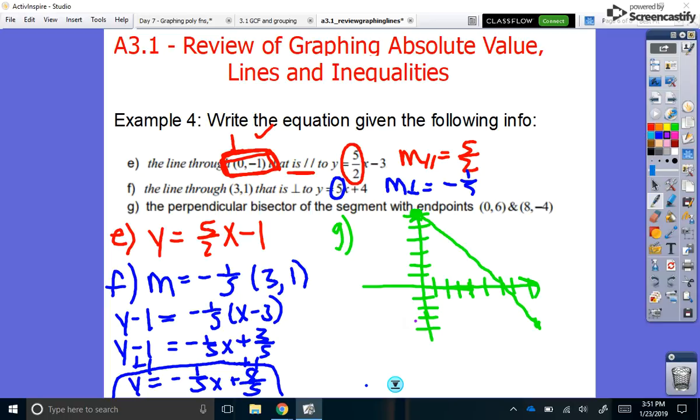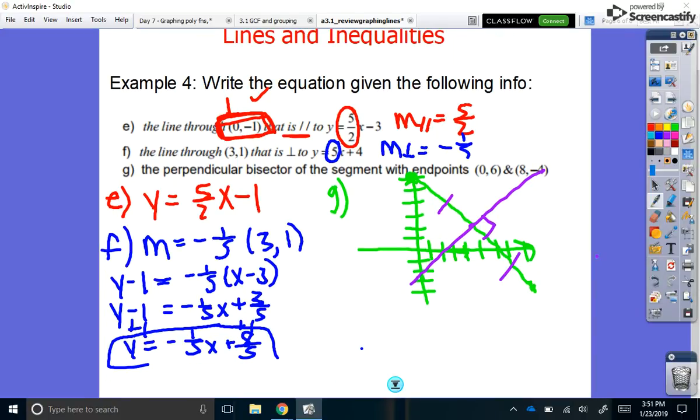The perpendicular bisector is going to cross through this and be perpendicular, which means my slope will be the opposite reciprocal from the green line. And then a perpendicular bisector makes congruent segments. So to get a point on this line, I'm going to have to do the midpoint formula. So first, let's find the slope of the green line. The slope of the green line is going to be negative 4 minus 6 over 8 minus 0, which is negative 10 over 8, or negative 5/4.